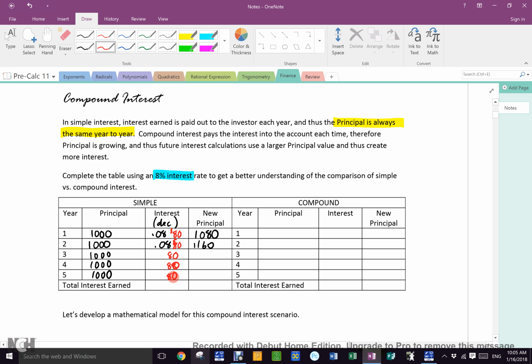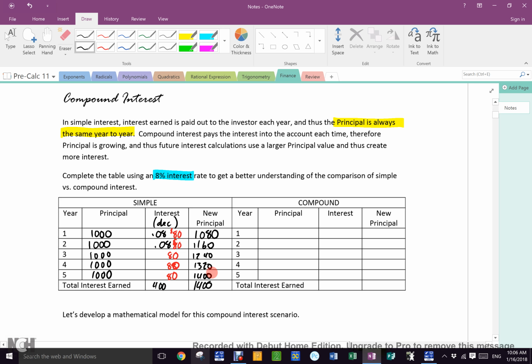I earned $80 a year for 5 years. So how much was it? $400. And how much do I have at the end of it all? $1,400. Is everybody cool with that? Yeah? Okay. So we'd add 80 each time. 1240, 1320, 1400. Everybody's cool with simple interest? PRT, we're all good? All right.